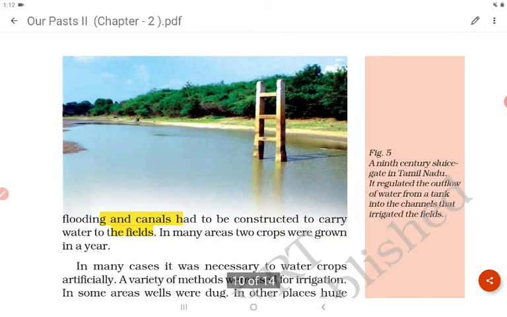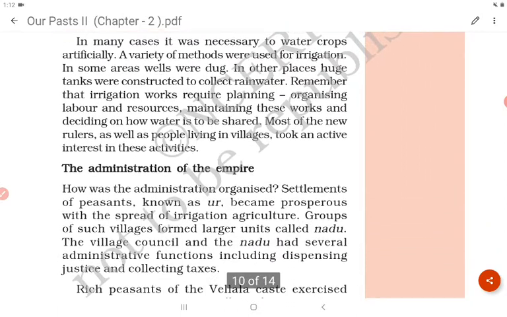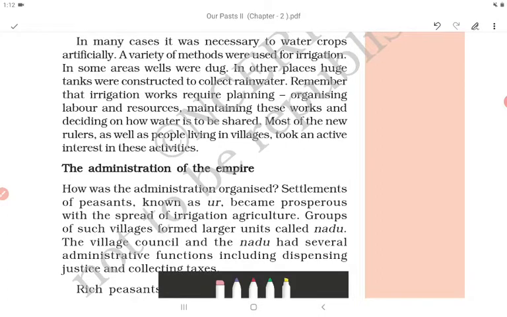So, figure number 5, a 9th century sluice gate in Tamil Nadu. It regulated the outflow of water from a tank into the channels that irrigated the fields. In many cases, it was necessary to water crops artificially. A variety of methods were used for irrigation. In some areas, wells were dug. In other places, huge tanks were constructed to collect rainwater.